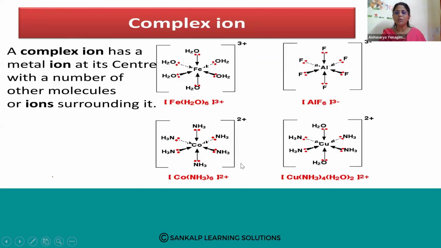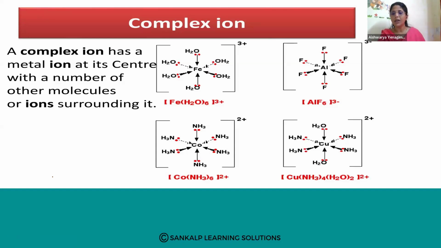Fine. So here are some of the examples which are being shown. You can see here in certain cases, in the second example, AlF6, Al is the central metal atom. 6 fluoride ions are being attached to the central metal atom. Cobalt, 6 NH3 molecules. Here you see there is copper and there are 2 H2O molecules and 4 NH3 molecules. That means there can be different ligands also in the complex ion.